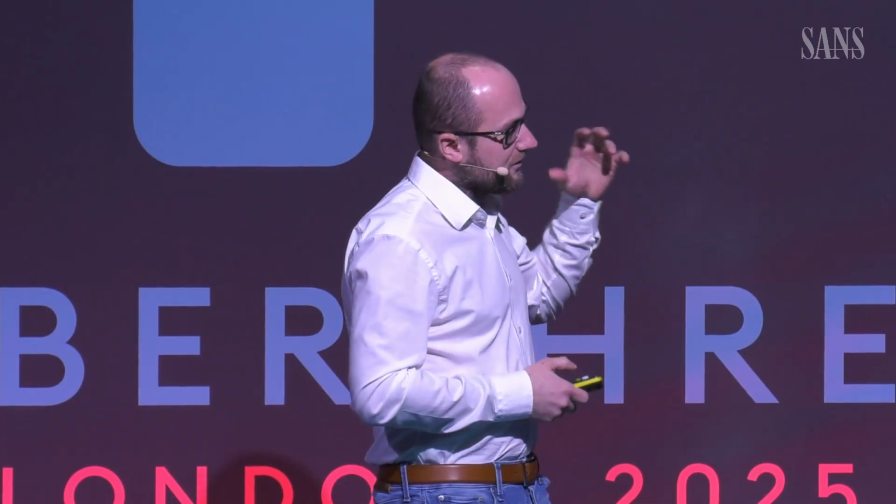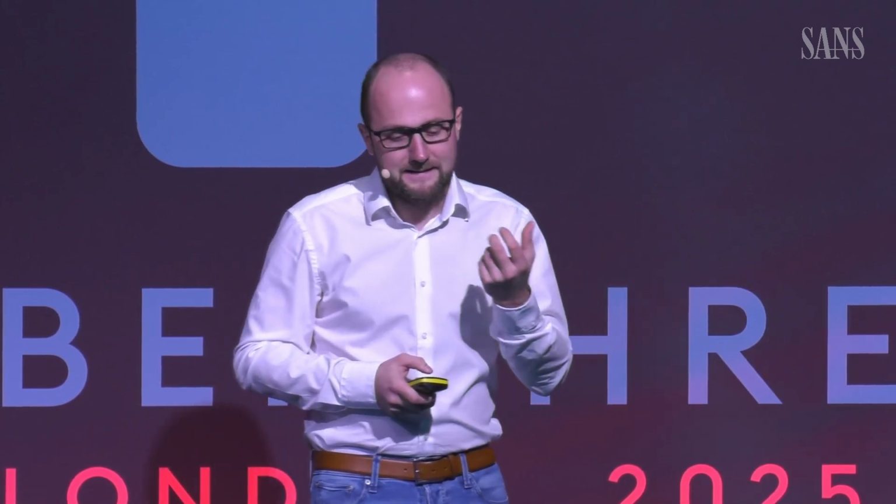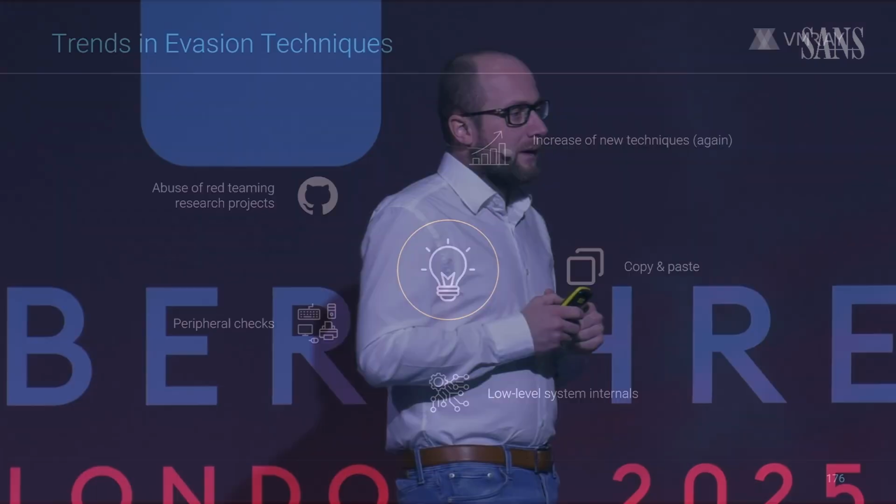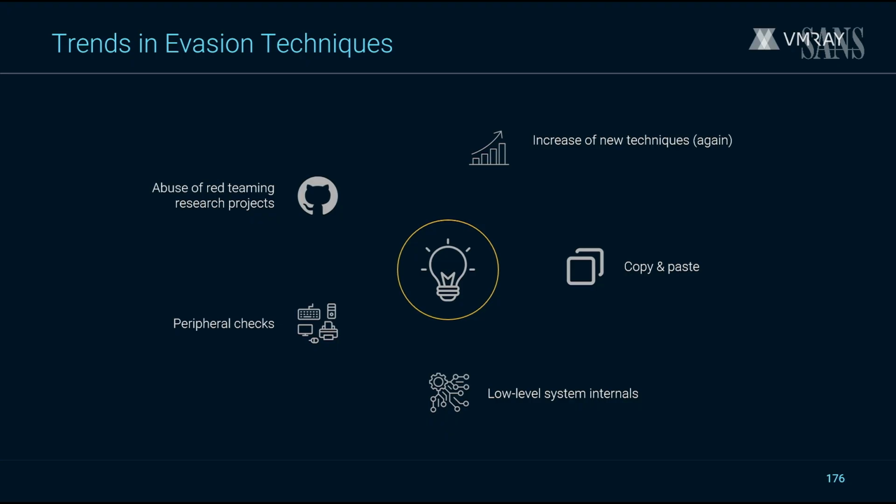But anyways, let's take a look at the trends now that we do see. The first point here is that we actually see an increase of, let's say, new evasion techniques, or at least improvements to existing evasion techniques again. If we go back in time, I believe it was in 2022, roughly, Microsoft decided to block the execution of macros in Office documents if they're downloaded from an untrusted source.